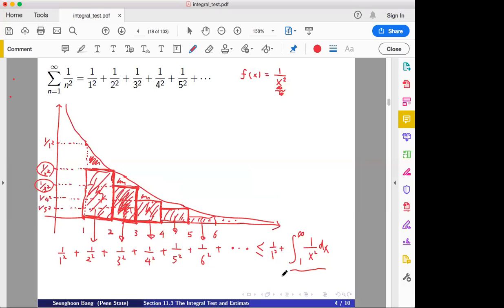1/1 squared to both sides. So we have this one. So next one, how can you calculate this? This is summation. Sorry, integral. The improper integral. How can you calculate an improper integral? You can calculate like this.